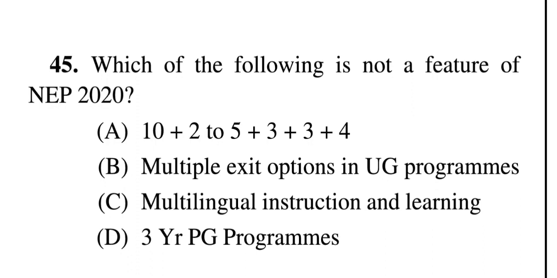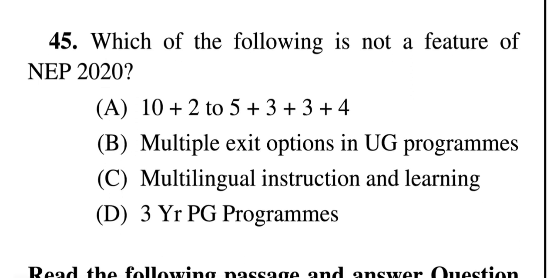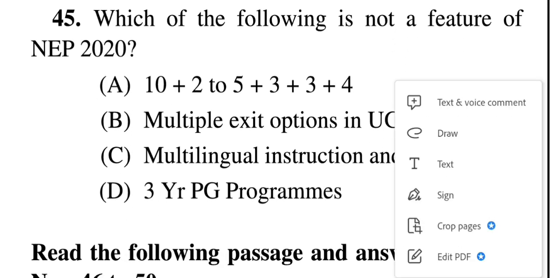A is saying 10 plus 2, 5 plus 3 plus 3 plus 4. B, multiple exit options in UG programs. C, multilingual instruction and learning. D, 3-year PG programs. What is the correct answer of 45? The correct answer will be D, that is 3-year PG program.